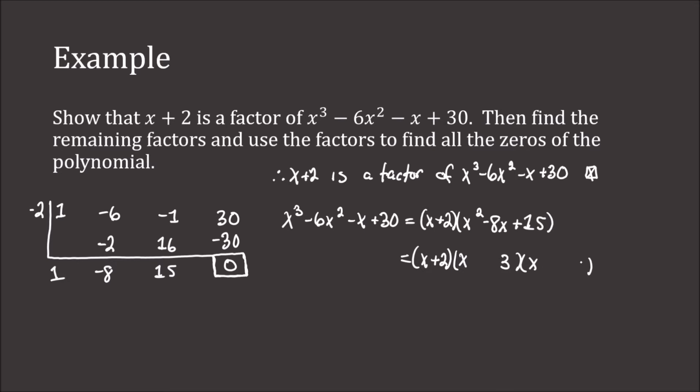So we're going to have a 3 and a 5. This final term being plus means that both of these will take on this minus sign. So the other two factors are x minus 3 and x minus 5. So therefore, the zeros are negative 2, 3, and 5.